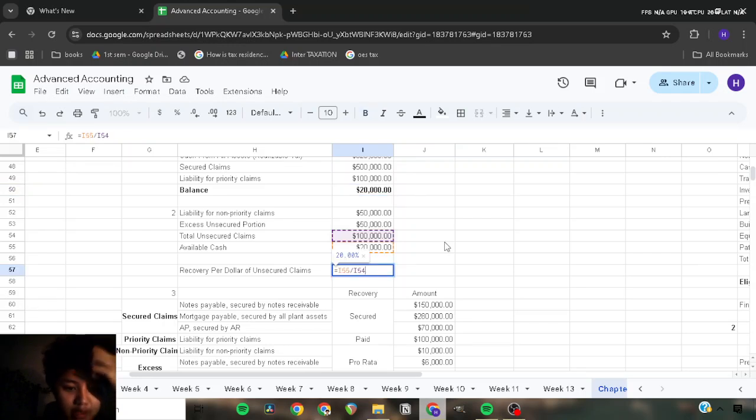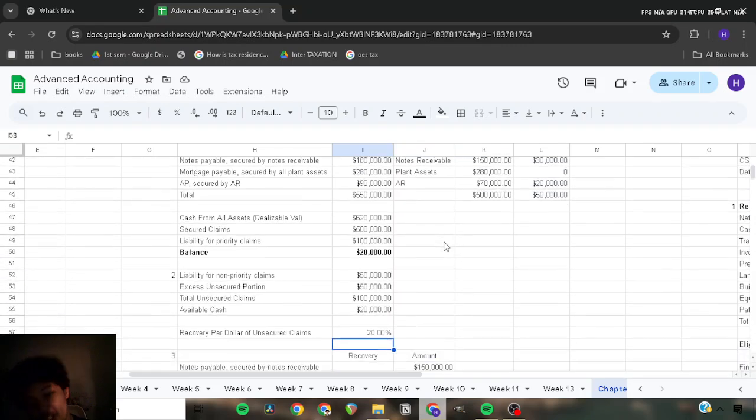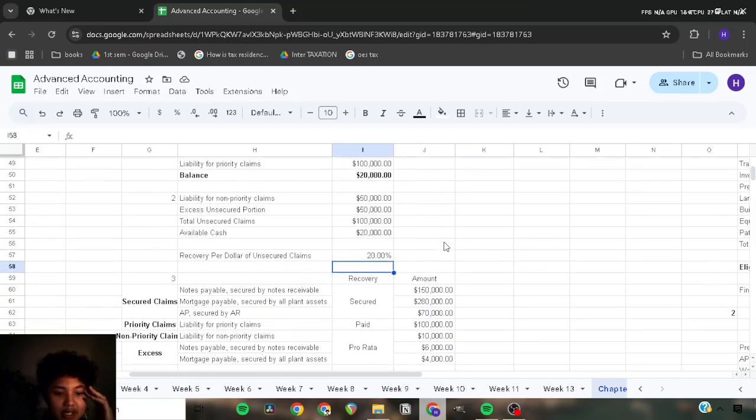For number two, we need to calculate the recovery per dollar. The recovery per dollar of unsecured claim is basically the total unsecured claims divided by the available cash we have. Again, we have more unsecured claims than the cash that we have, so we cannot pay them all. To calculate that, we just divided the unsecured claims by the available cash. Unsecured claims, I got from liability for non-priority claims and the excess of the unsecured portion, which we calculated before. So yeah, that's for the recovery per dollar.